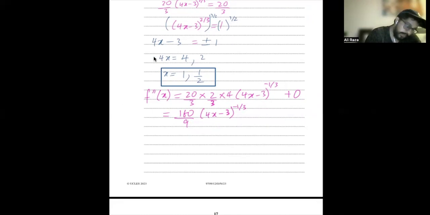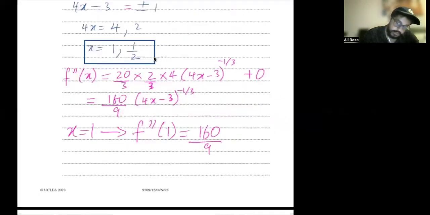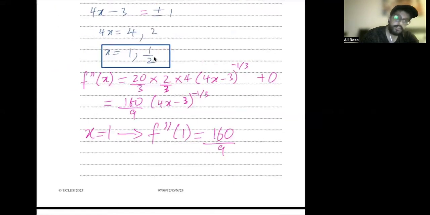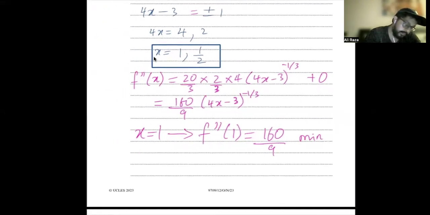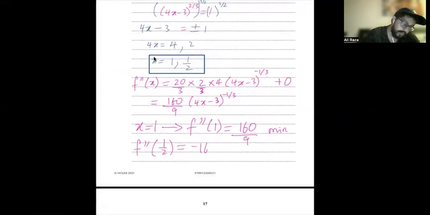Now, when we plug in x is equal to 1 in this, our f prime 1 would be equal to 160 over 9. And since this is greater than 0 and is positive, this would be a minimum point. And when we have x as 1 over 2, this would result in the value of minus 160 over 9, which is less than 0. So a negative value means maximum point.